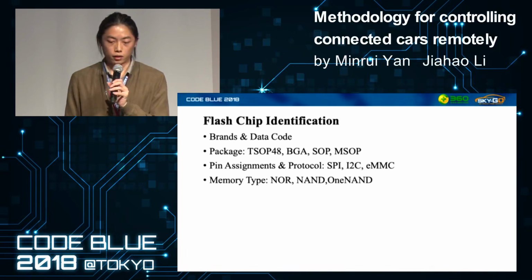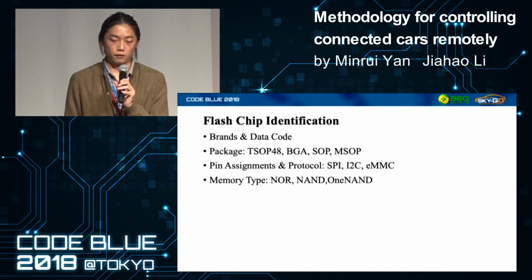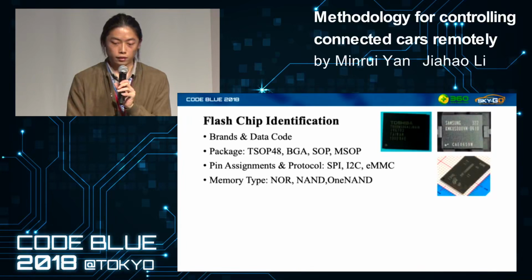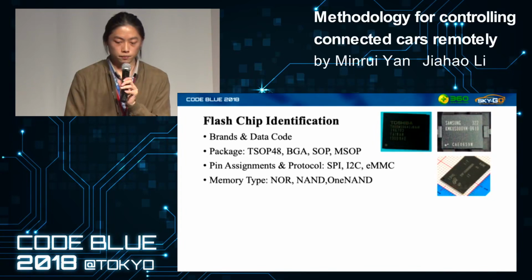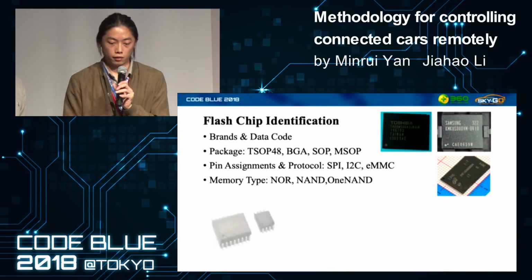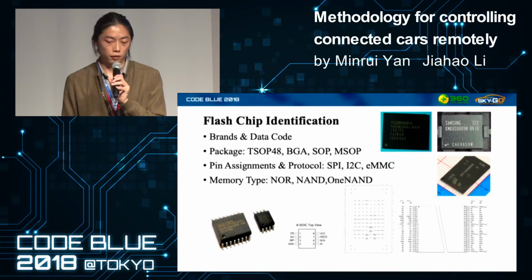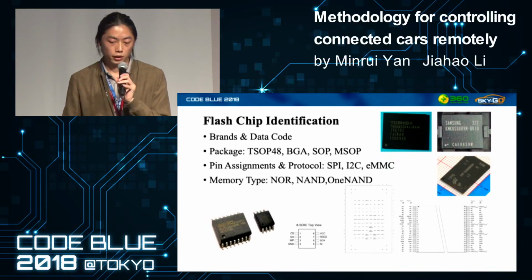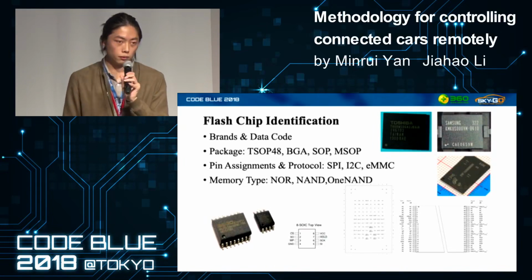It's common that automakers put firmware into flash ROM. The flash ROM stores important data, so dumping the firmware from flash ROM is the first stage. Checking the brands and date code on the IC, we can then Google the data sheet for the IC. According to the pin assignments, we can know what protocol it uses and what it is used for: boot ROM, operating system, or cache. And we can use the right programmer to dump the firmware.